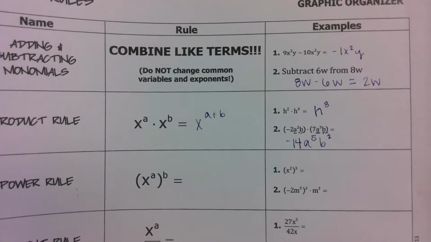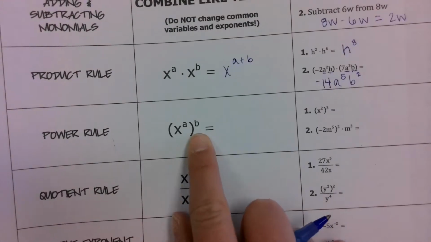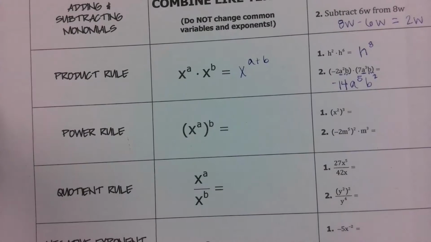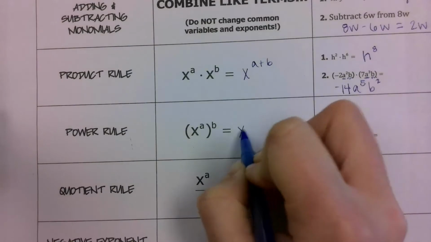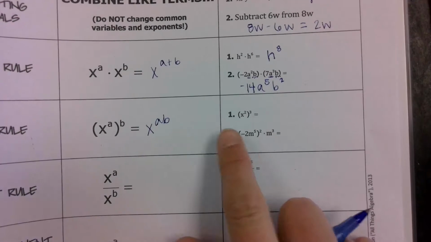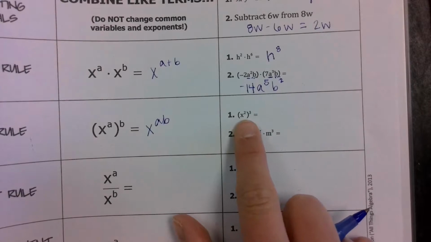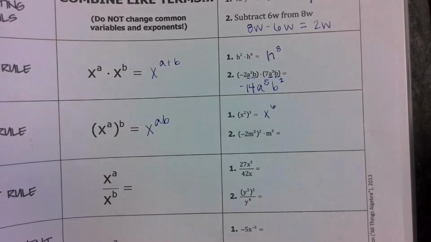All right, so the next one, this is your power rule. If you have a power to a power, what do you do? Everybody, if you have a power to a power, what do you do? I'm not kidding, everybody, arms up, let's go. A power to a power, you multiply. So how are we going to write this? X to the what? AB. So then we're going to apply that over here. If we've got x squared to the 3rd, multiply your exponents. What is 2 times 3? 6. That's going to be x to the 6th. Is that all right?